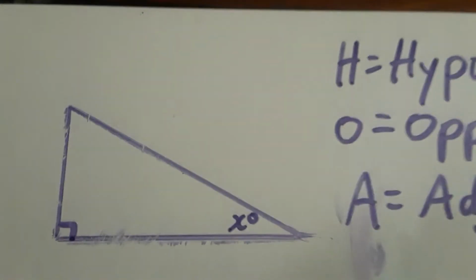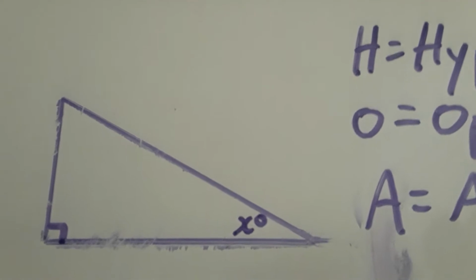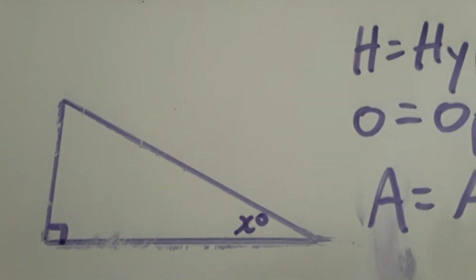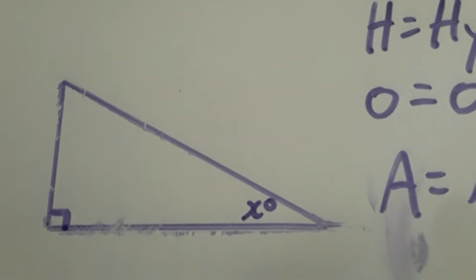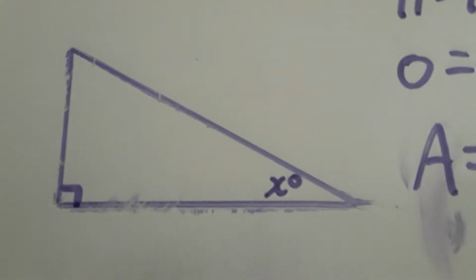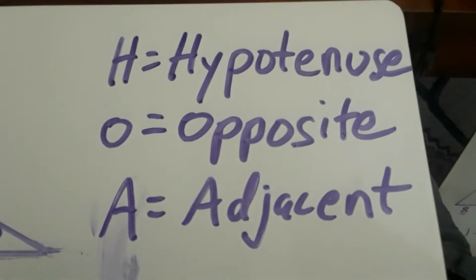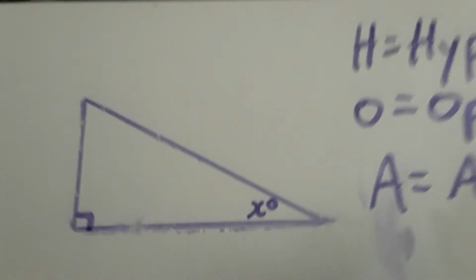Okay, so Unit 9 is solving right triangles, which involves trigonometry. Hopefully that's not bringing back nightmares for you. But the first thing about trigonometry is that you have to know the names of the three sides of a right triangle. Here's a right triangle.